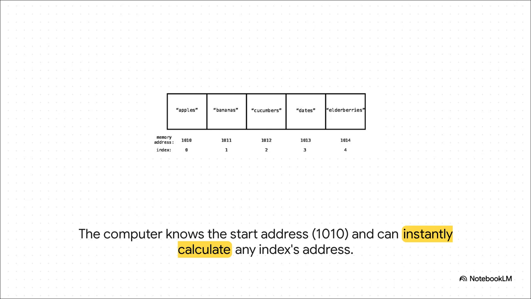And here is where the magic happens. The computer knows the starting address of our array. Let's say it's 1010. So if we say, hey, give me the item at index 3, it does super simple math. It takes the starting address, 1010, adds the index, 3, and gets 1013. It can then jump directly to that address and grab the data. One shot, no searching, no fuss.